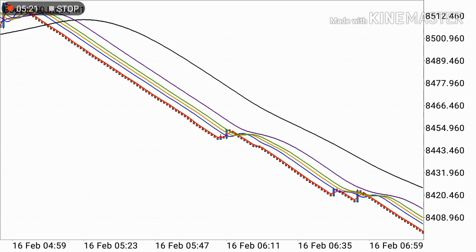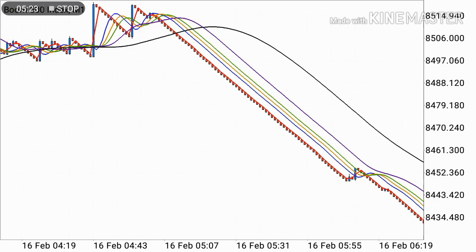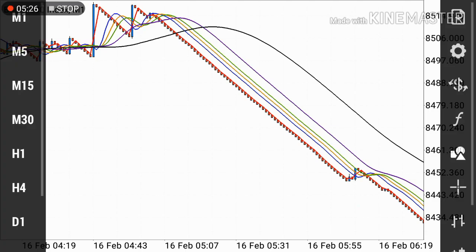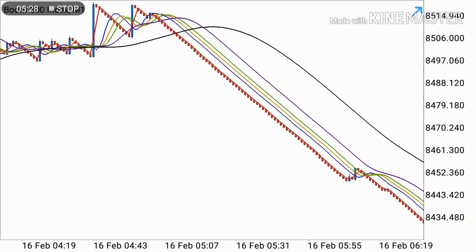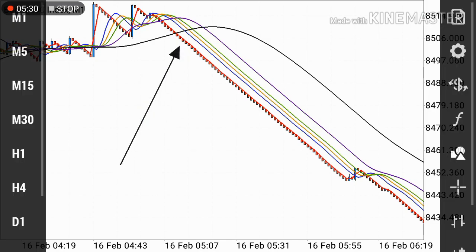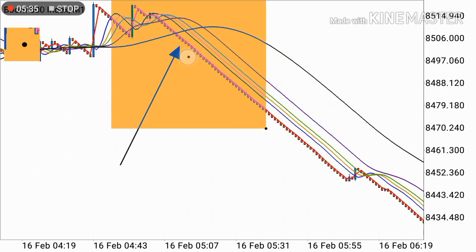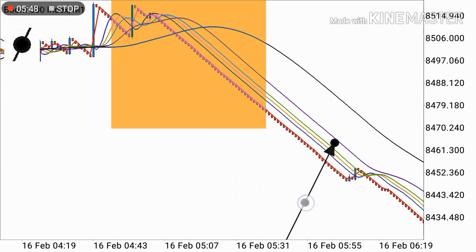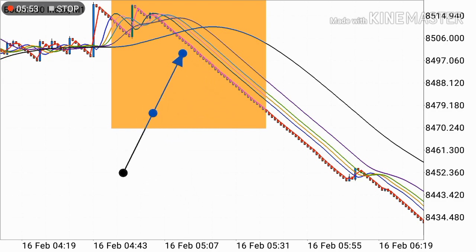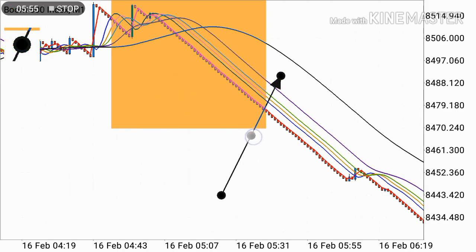Okay guys, now see on Boom and Crash how the strategy works and how we make the profit. Look at this point. Let me highlight the area and show you clearly. Look at this area that the market is going to cross. Look here, all moving averages are crossing each other and going down. You have to place your trade after confirmation of the moving averages crossing.